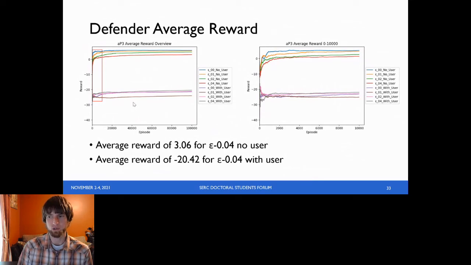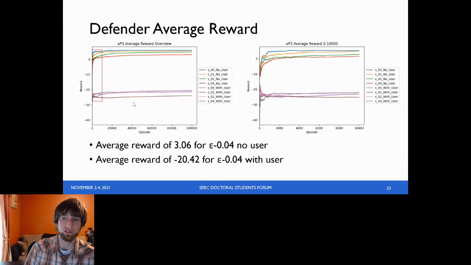So the average reward at the end of 500,000 runs for the defender was 3.06 if no computer system user was present. The average reward if the computer system user was present was negative 20.42. So we can see that the computer system user impacts the defender reward as we would expect.